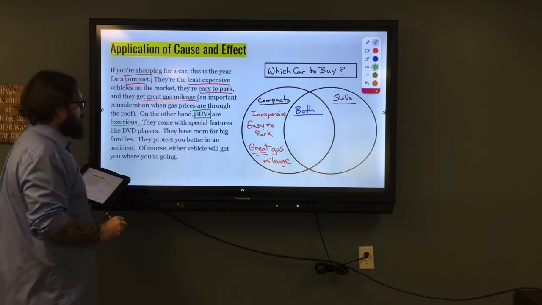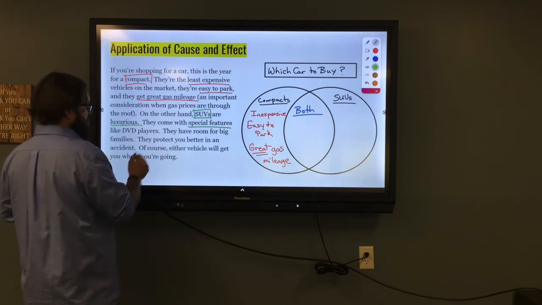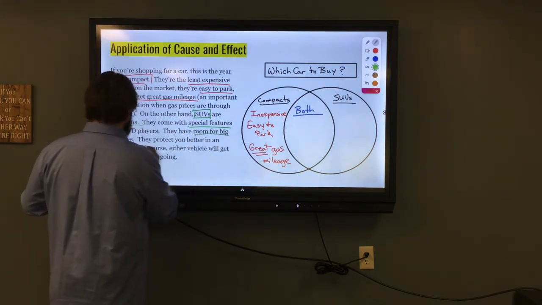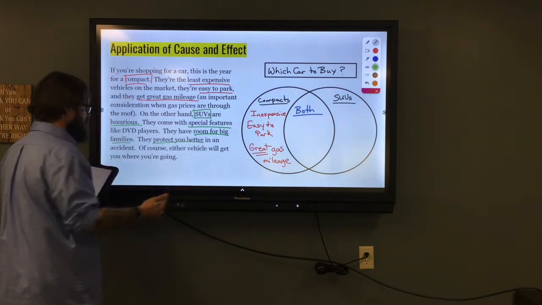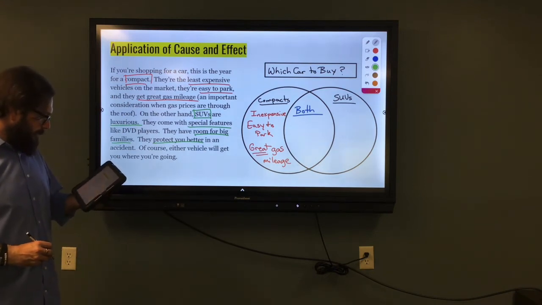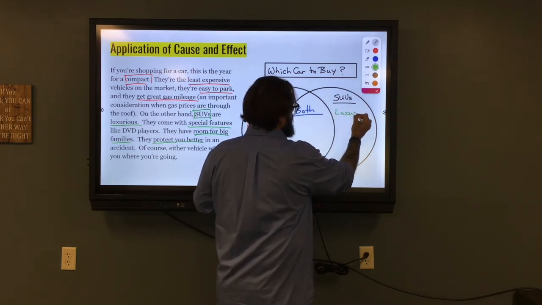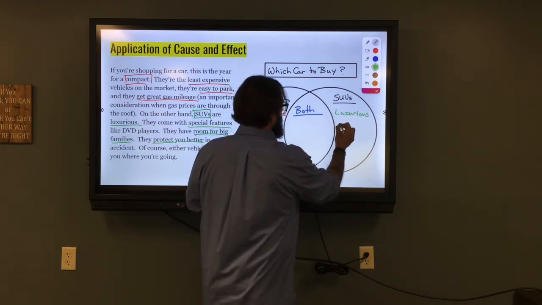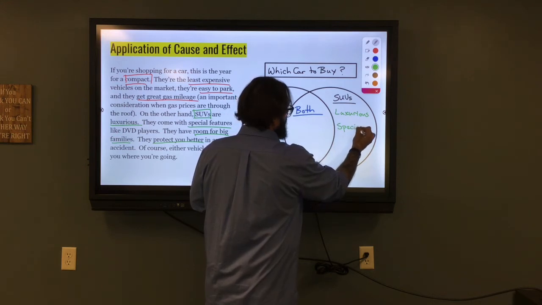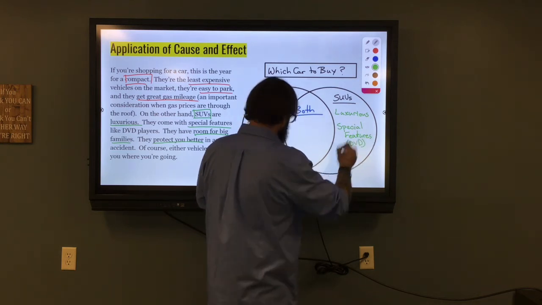It says they're luxurious. They come with special features such as DVD players. They have room for big families. And they protect you better in an accident. Alright, so for the SUV side, we can write luxurious, special features, and we can list DVD here as an example.